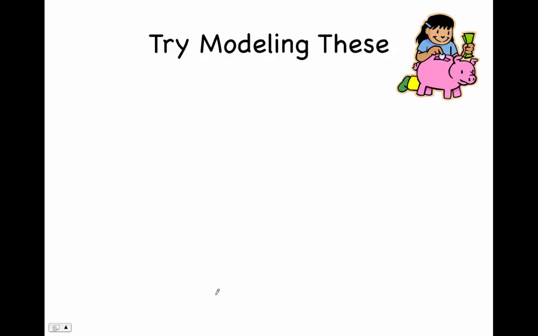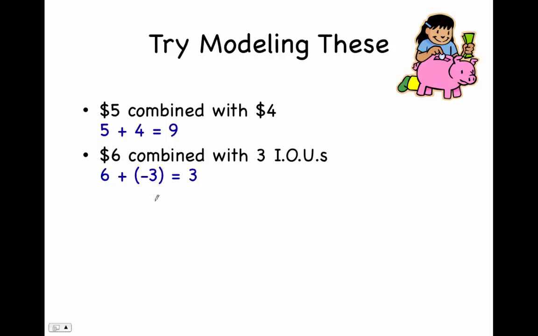Okay, what did you come up with? $5 combined with $4. That's pretty easy. Positive 5 plus positive 4 equals positive 9. $6 combined with 3 IOUs. Okay, it could look like this. Positive 6 plus negative 3 equals positive 3. You had to pay 3 of what you owe, so you're going to have 3 left over.